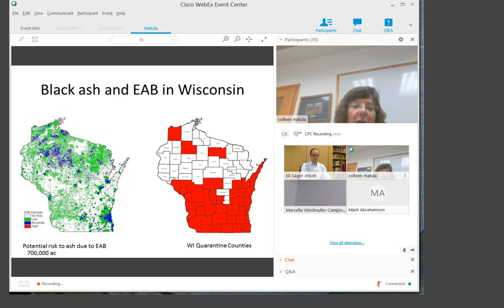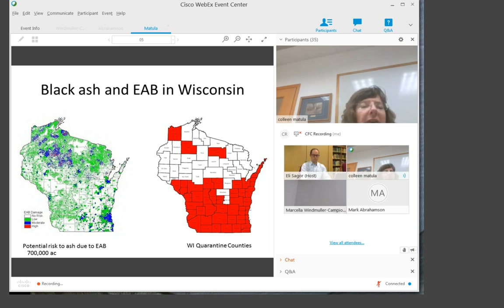And so all the counties in white will turn to red with a few more occurrences that we find up north here. But the map to the left here that's in blue, green, and red was developed by our forest health staff originally when we first discovered EAB in the state of Wisconsin, which was in 2008. And they developed this map to take a look at the potential risk to ash due to EAB.